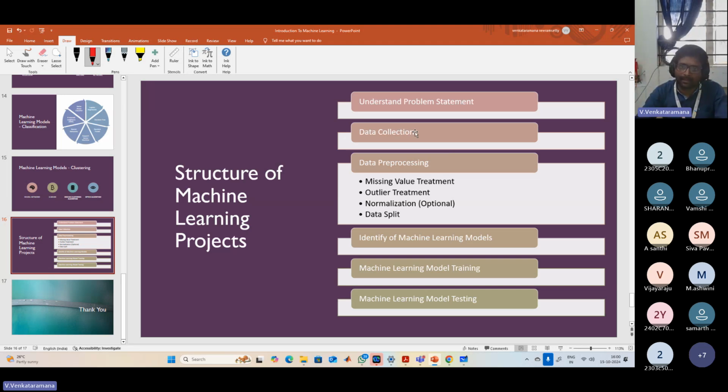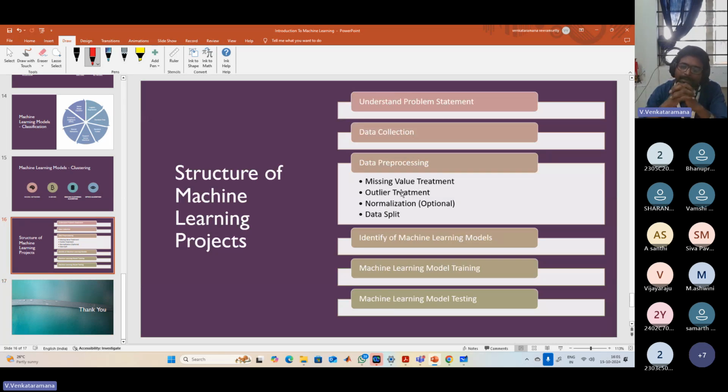Once the data collection is completed, then you have to work on data pre-processing. That is the fourth step as per our discussion; as per the slide, it is the third step. Okay, I missed a few things here. The next step is data pre-processing.